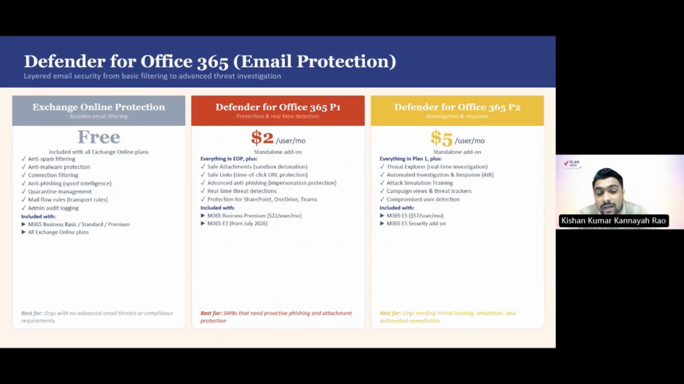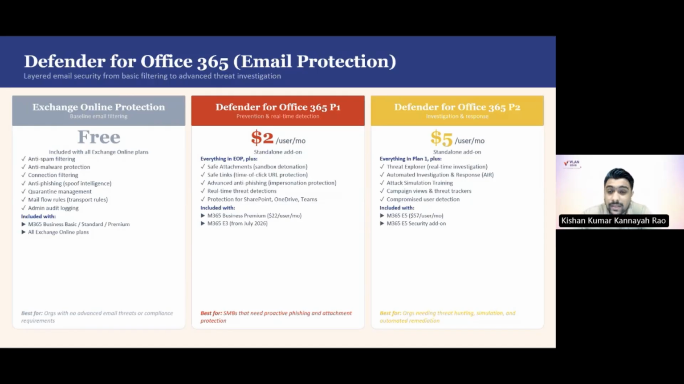We call this Defender for Office 365. The earlier one was Defender for Business. This is Defender for Office 365 P1, which is $2 per user per month. You will get everything in EOP, obviously the default one. And now your goal is to change the default to your own customized protection. That's why you purchase P1, right? One of the things you can do here is enable Safe Attachments, sandbox detonation.